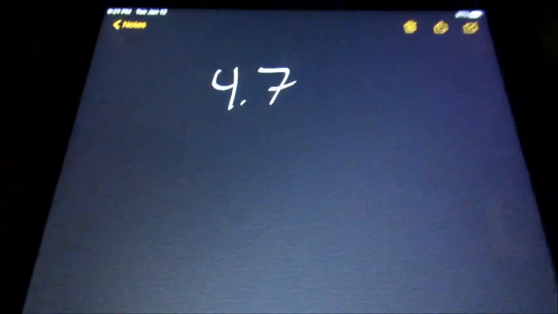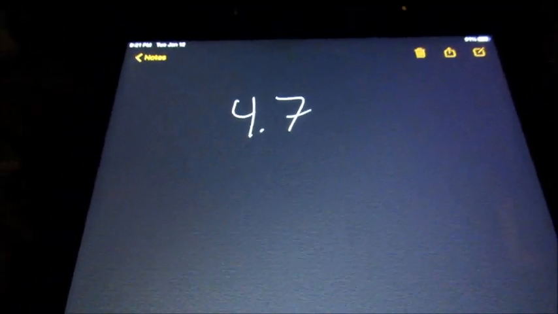Welcome to 4.7, where we're going to solve some equations that have fractions in them.